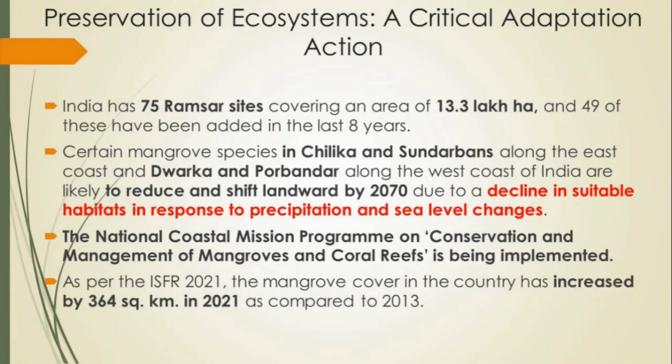It says India has a total of 75 Ramsar sites, very important, covering 13.3 lakh hectares. The second important thing is mangroves. In some areas like Chilka in Odisha, Sundarban in West Bengal, and Dwarka and Porbandar in Gujarat, the mangrove forest is receding backwards from the coast. It is shifting landwards, or is going to shift landwards, by 2070.